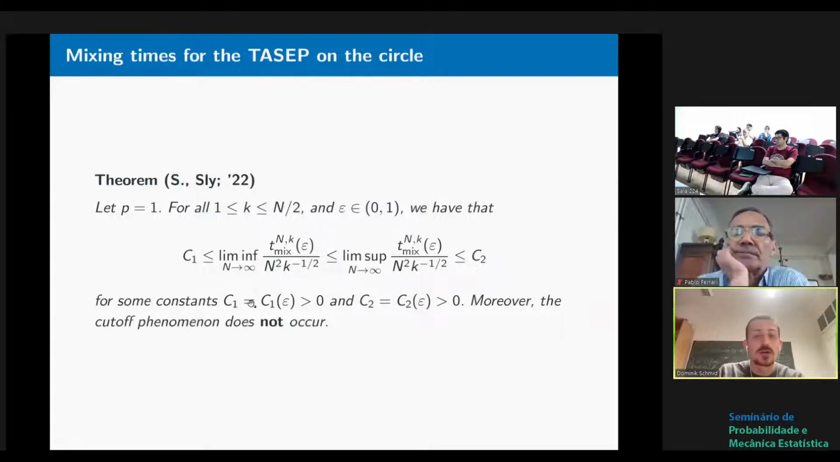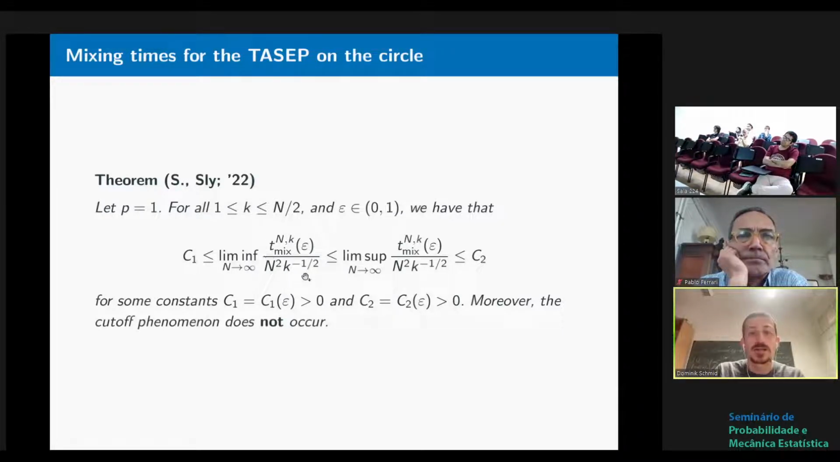And moreover, we can show that the cutoff phenomenon does not occur in this case. So what I mean by this is, we can really show that such a sharp transition, as before, does not occur. So these constants C1 and C2 do need to depend on epsilon, actually.